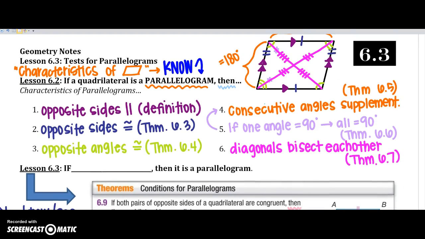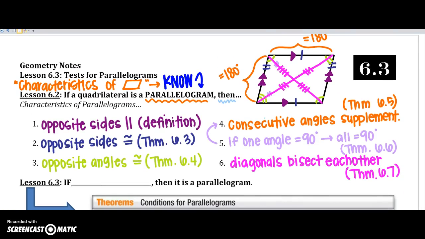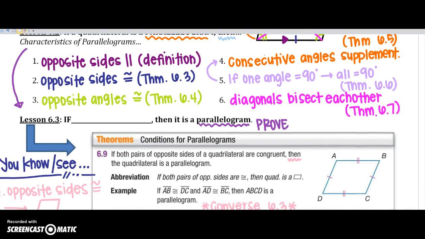Now we're going to get into 6.3, and we are going to use the converse of all of these things in 6.3. So if this happens, then we know it's a parallelogram. So we're trying to prove, without proofs really, that we have a parallelogram on our hands. So let's see some of the characteristics.